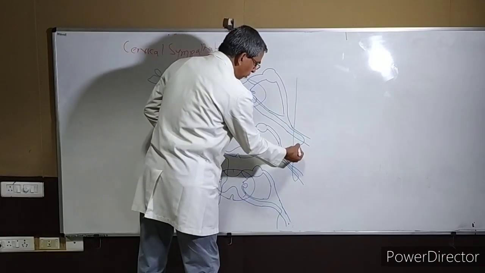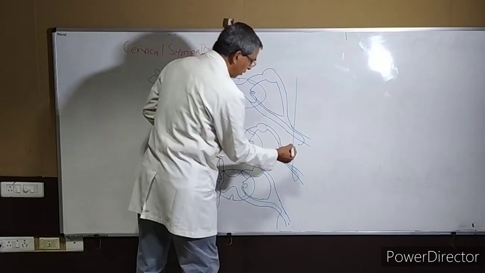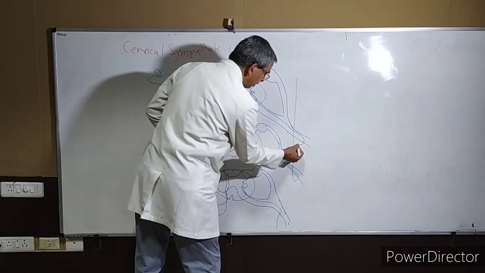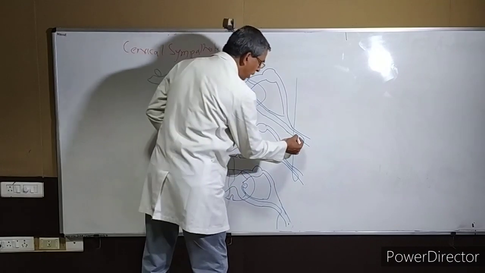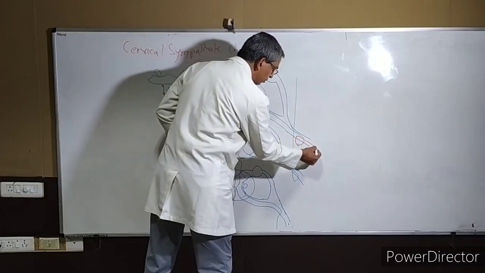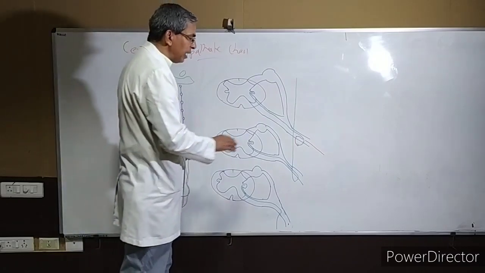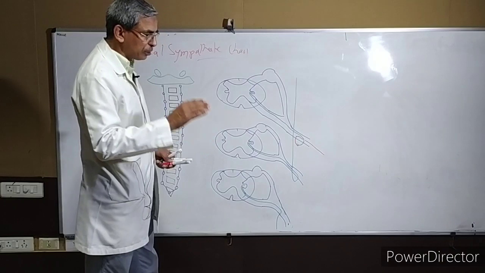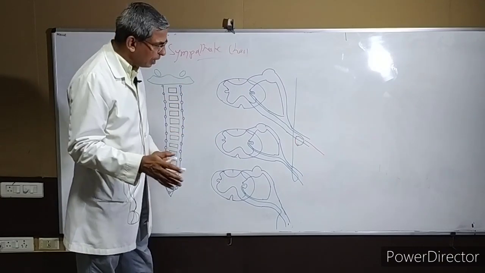Now what happens? These are the preganglionic fibers. The postganglionic fibers start here and again enter into the spinal nerve and pass through the spinal nerve. These fibers now supply either the smooth muscle of the vessels, or the piloerector muscle.